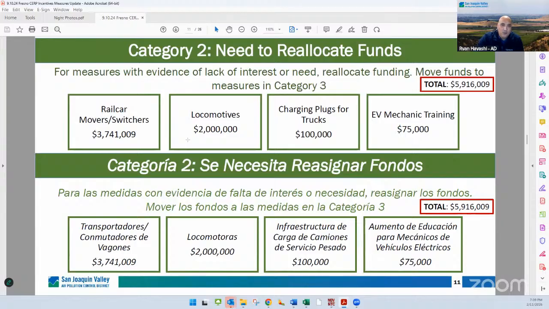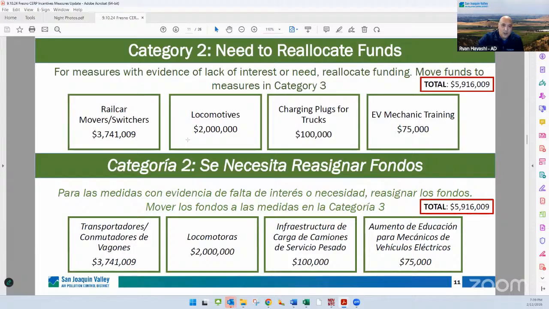We still have $2 million remaining of locomotive funding. When we first adopted the CERP, we said we were going to remove the $4 million that we had initially allocated because of the understanding that the majority of those emissions didn't happen within the boundary. So we're still looking for opportunities to move that.